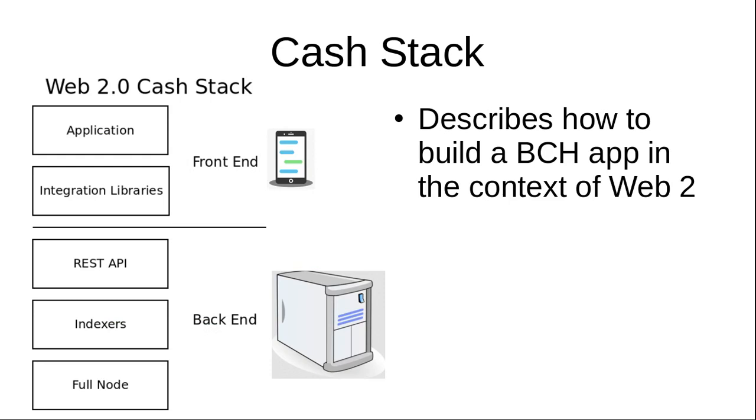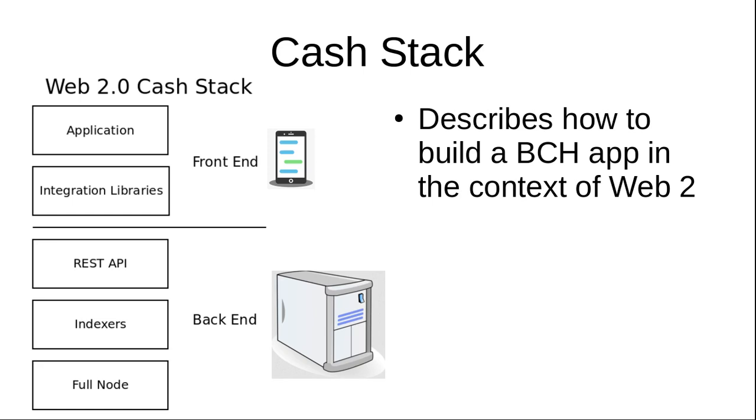So in this presentation, I want to focus on the cash stack, and you can find more information about this at cachestack.info. And this is grounded very much in the Web 2.0 paradigm. It basically, as I said, describes how to build a Bitcoin Cash app from the context of Web 2, which is where you have a client, which is typically a cell phone that has limited compute and limited bandwidth and power considerations, that is trying to talk to and leverage a back-end server that has more compute and more bandwidth to do something valuable and useful.